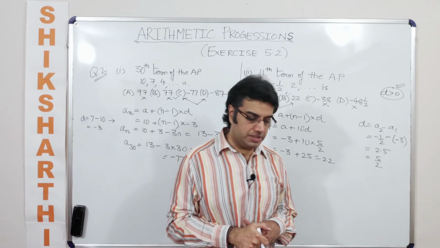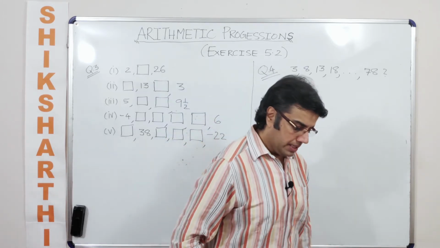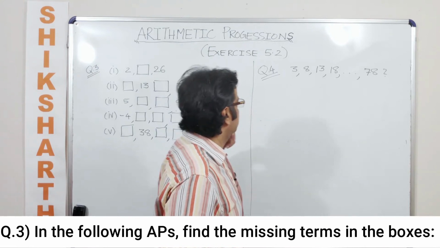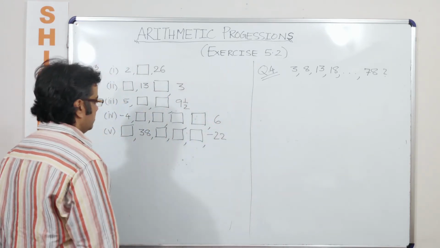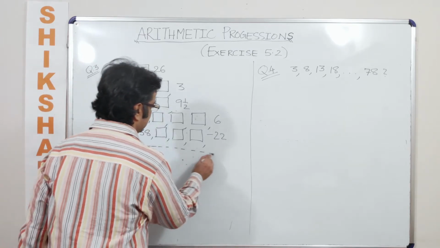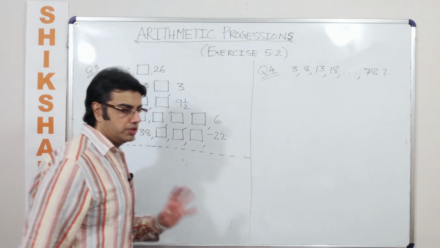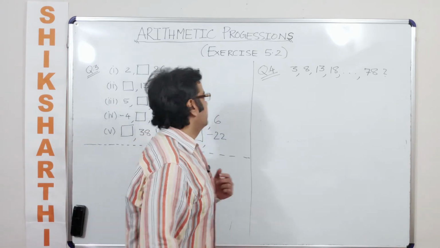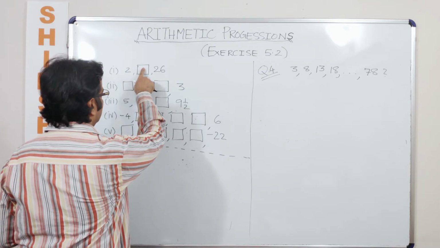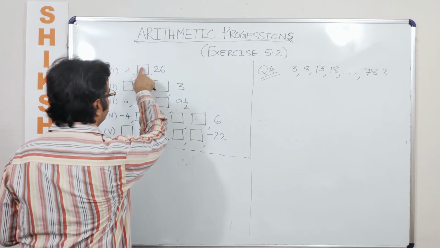Let's move on to question number 3. Talking about question number 3, it says: in the following arithmetic progressions, find the missing terms in the boxes. If you have gone through my videos on the basics and the concepts, the theoretical videos, you would have come across that here we know that this is the first arithmetic mean. So we can use the concept of arithmetic mean here.